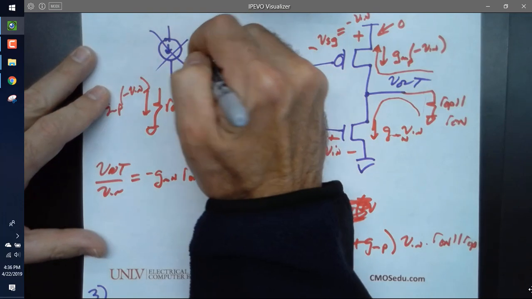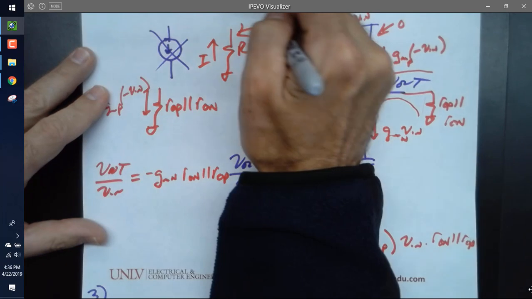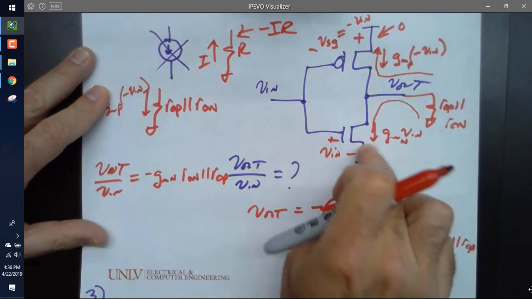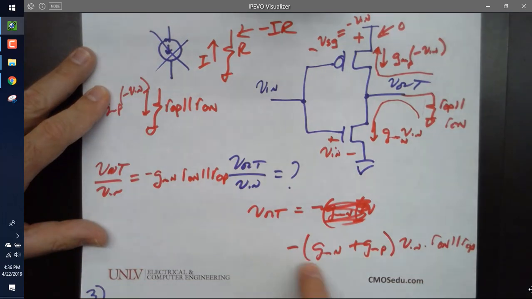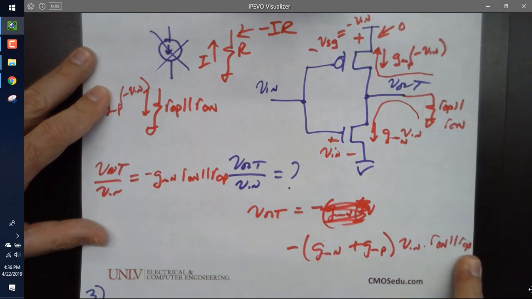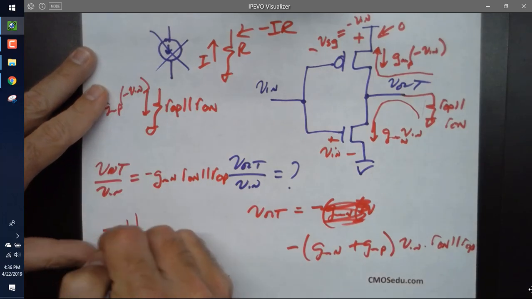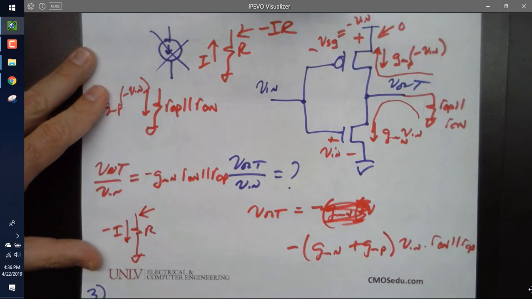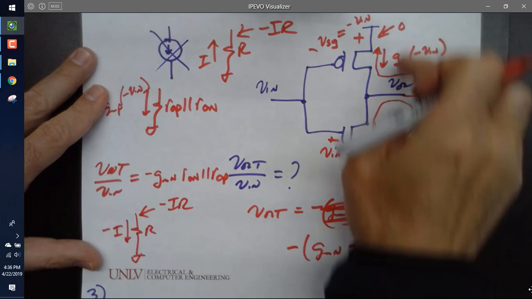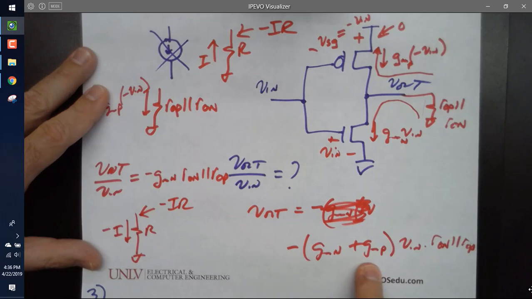R, I. What's this voltage? Negative ion. Being pulled this way, GMN times VN, it's being pulled backwards, minus GMN VN times R. Okay, what if I do this? This current's minus I and R. What is that voltage? And I have GMP minus VN going in, and it's minus GMP VN times R out in.